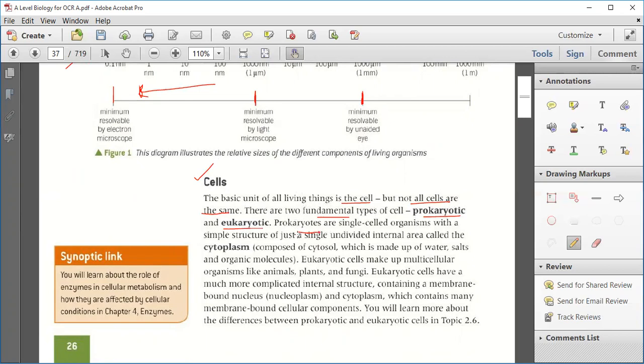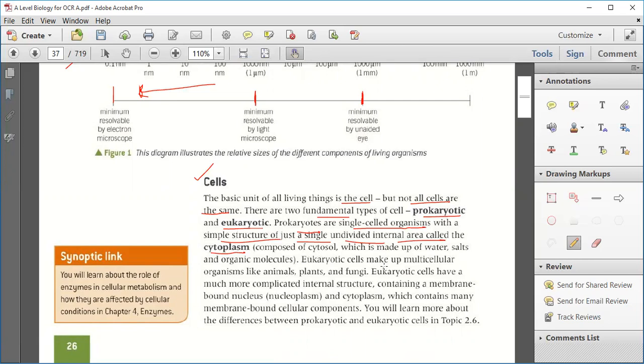Prokaryote means ancient one. Prokaryotes are single-celled organisms with a simple structure of just a single undivided internal space called the cytoplasm. There is no division inside. This undivided internal structure is known as cytoplasm, which is composed of cytosol, made up of water, salts, and some organic molecules. Clear? This is about the prokaryotic cell.